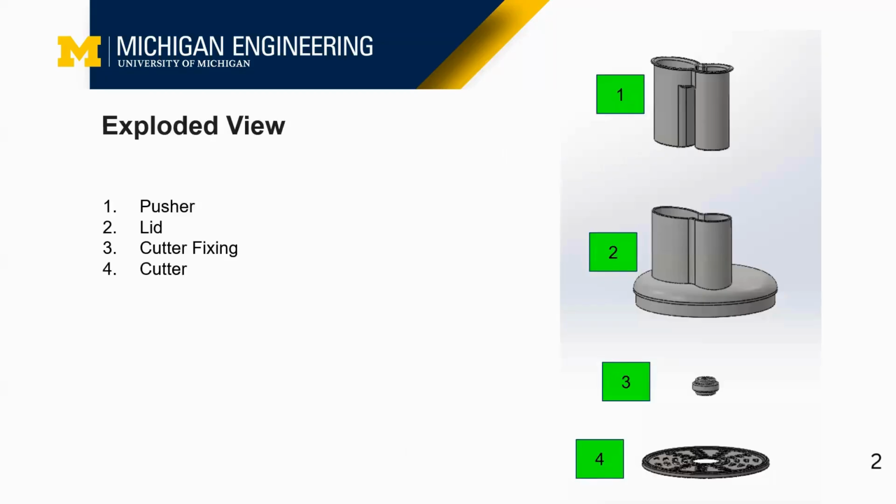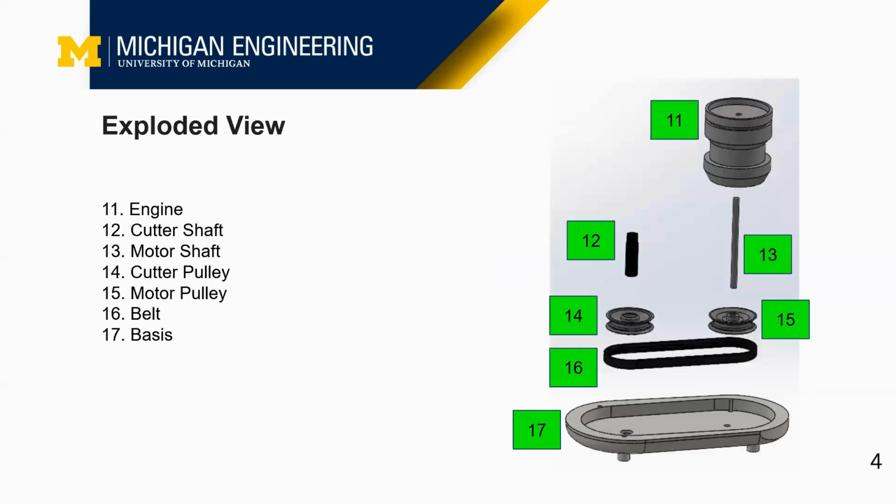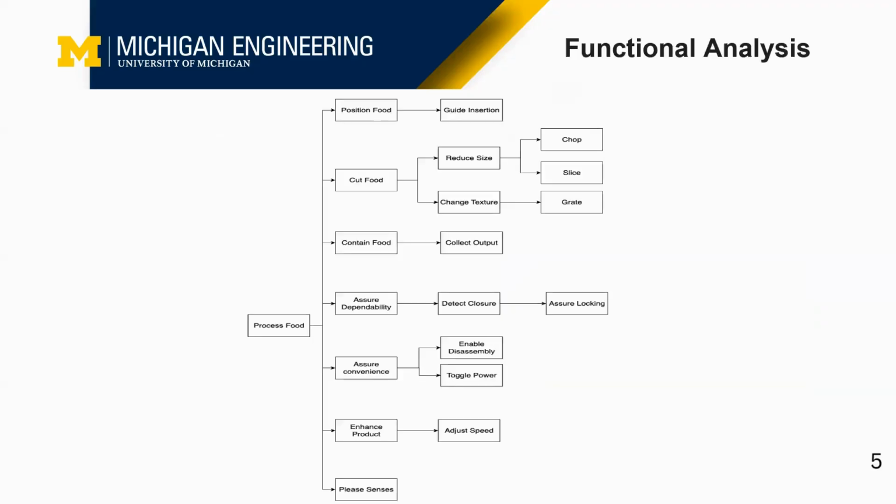And then we have the exploded view of our product. The food processor includes the pusher, lid, cutter fixer, cutter, and then connector, bowl, pin, speed control, switch, housing, and then the engine, cutter shaft, motor shaft, cutter pulley, motor pulley, belt, and the bases.